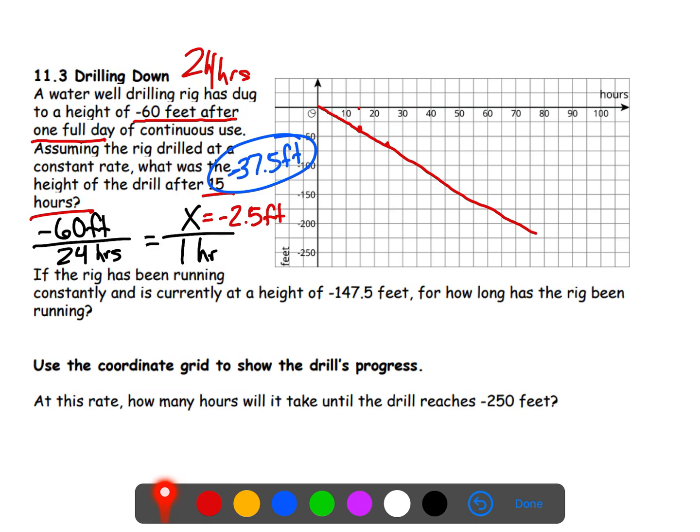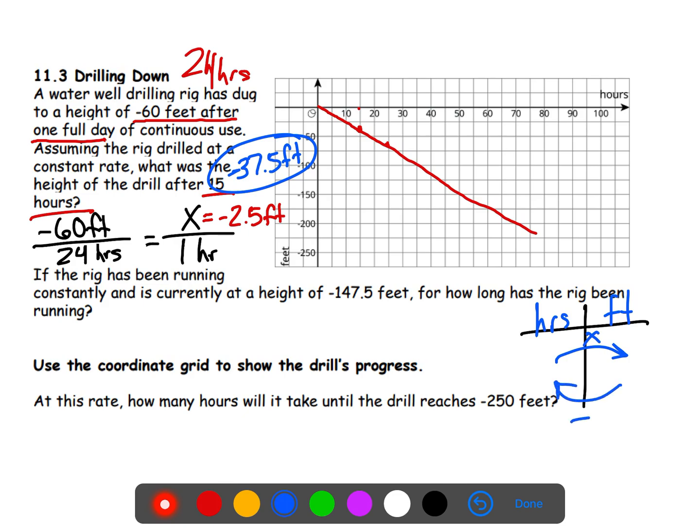But let's figure this out. So we could create a table to represent our proportional relationship where we're comparing hours and feet. We know our constant of proportionality because we found the unit rate right here. So the constant of proportionality is -2.5 feet. That's the speed of the drill, -2.5 feet every hour. And if we reverse this now, because we want to turn feet into hours, so this would have been labeled hours and feet. We were multiplying by the constant of proportionality this way.